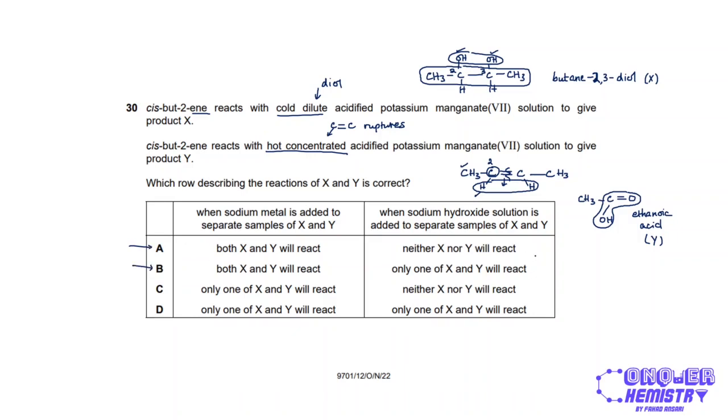Now, when sodium hydroxide solution is added to separate samples of X and Y, we know that alcohols are not acidic enough to react with sodium hydroxide, but Y, the carboxylic acid, definitely will, right? So we will say that only one of X and Y will react. All right, and we know for sure it's going to be Y that reacts with sodium hydroxide. So it's going to be option B.